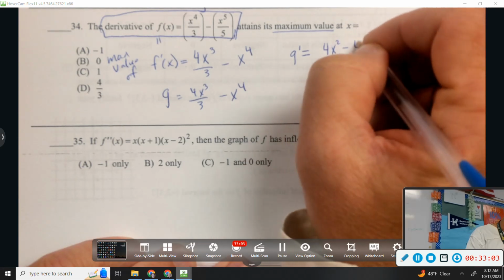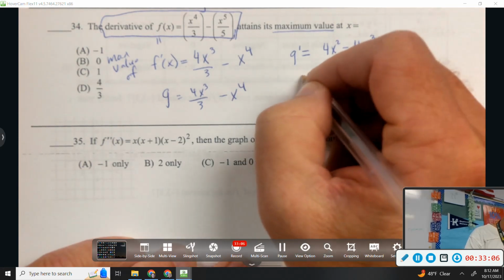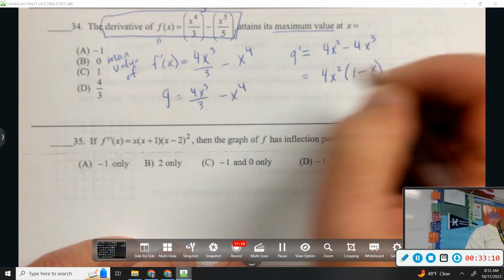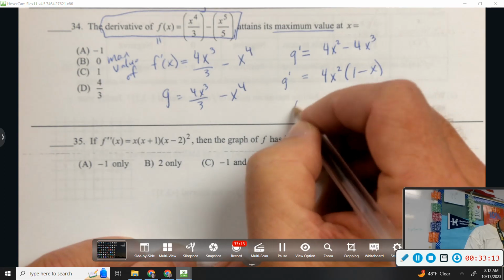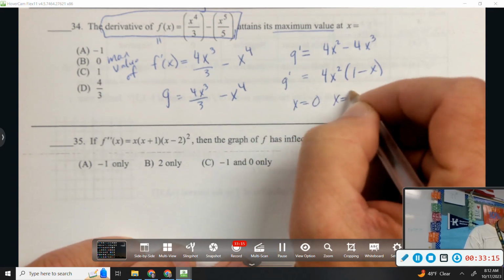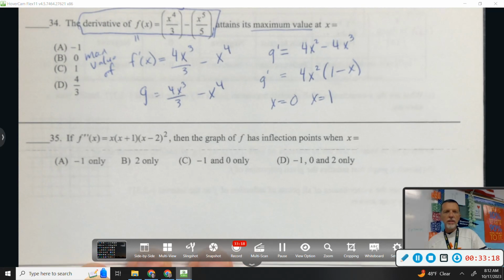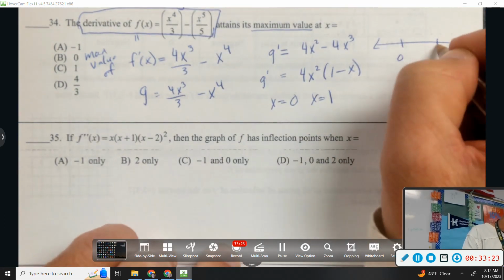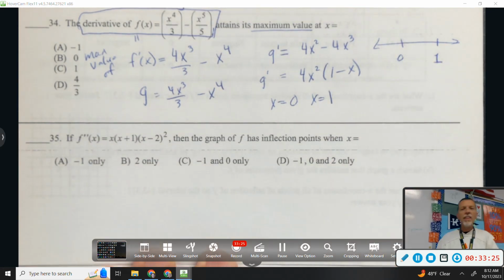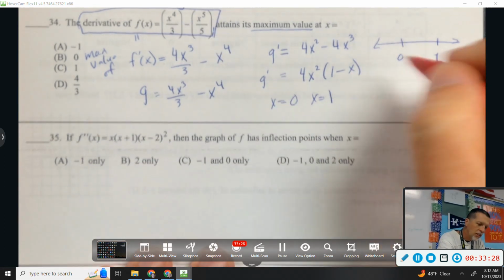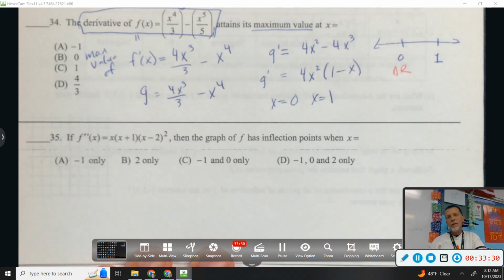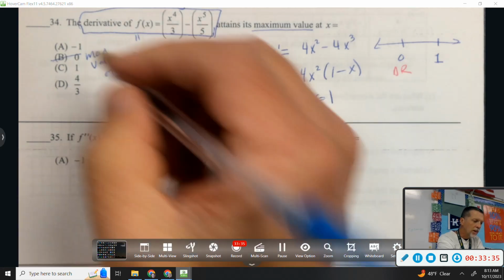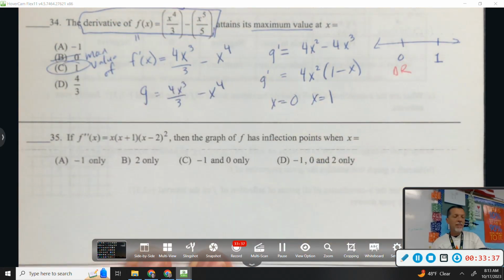4x squared minus 4x cubed. Help us out here. So x equals 0 and x equals 1 are our critical points. I think I can answer this already, because 0 is a double root, so that's not going to be a max or a min. So it's out. My only other option is 1, so I'm guessing the answer is C.